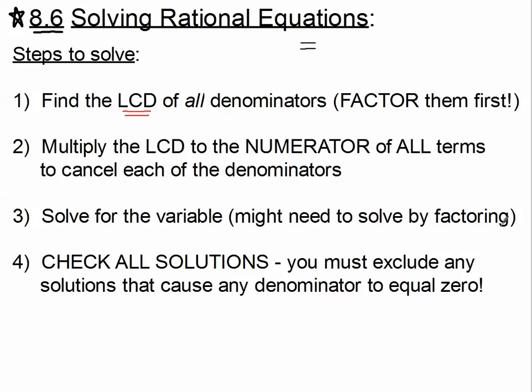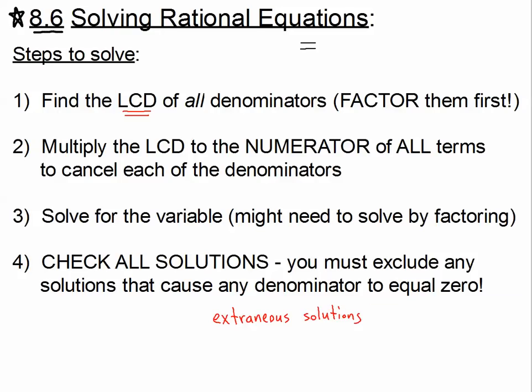And then our final step and most important step, well, they're all important, but this is very important. You must check all solutions. Just because mathematically you receive an answer doesn't mean it's going to work. You must exclude, that means take away, that means get rid of any of your solutions that cause the denominator to equal 0. Because we can never divide by 0, those solutions would be called extraneous solutions. Those are solutions that do not work in your original equation, so we have to check for that.